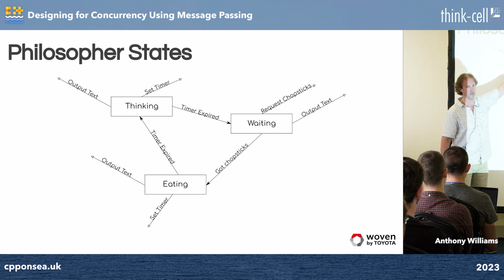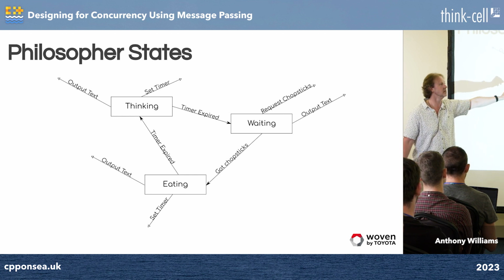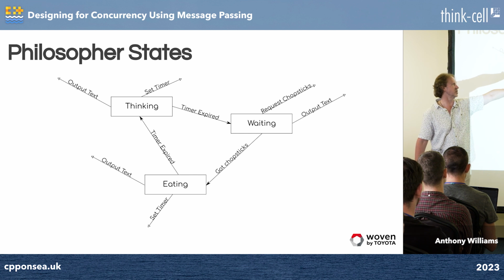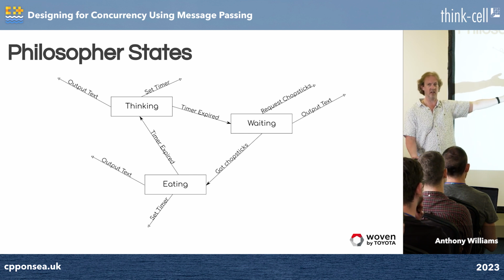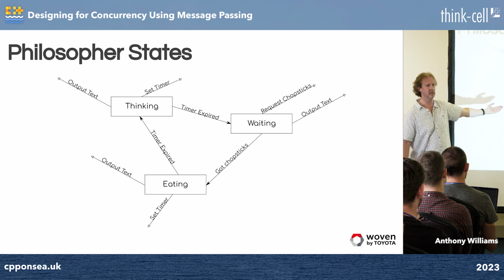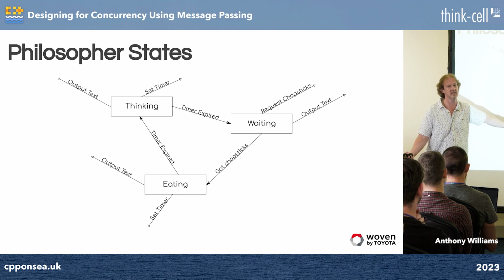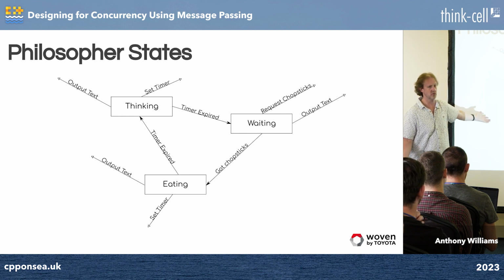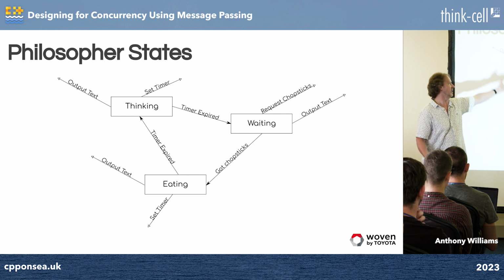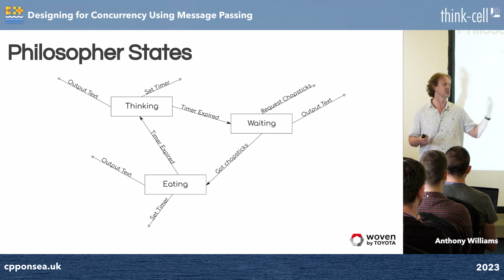Because we're going to set a timer when we start thinking and output some text to say that's what this philosopher is doing. Now, in the waiting state, we're going to request some chopsticks because that's clearly what we're after, and we're going to output some text. And then when we receive the got chopsticks message, then we can start eating. And then our eating philosopher is going to set a timer to say how long he's intending to eat for, output some text to say that's what that philosopher is up to, and then when the timer has expired, that philosopher can resume thinking.